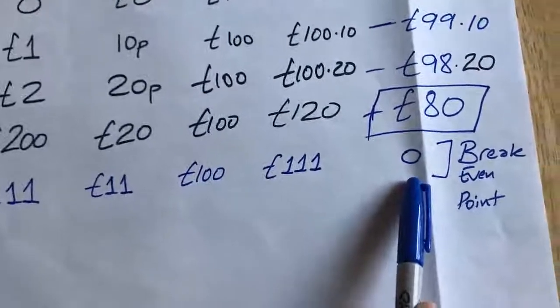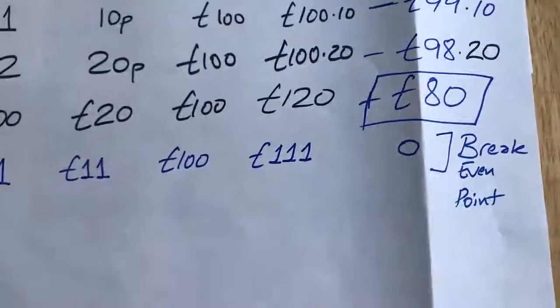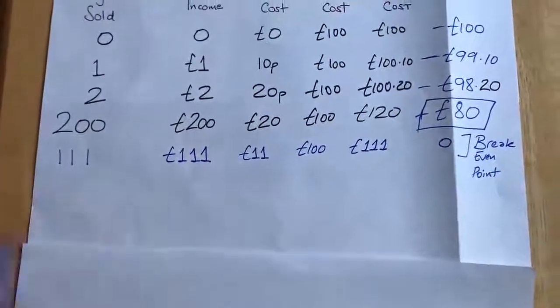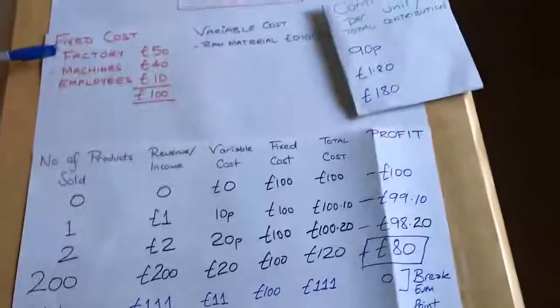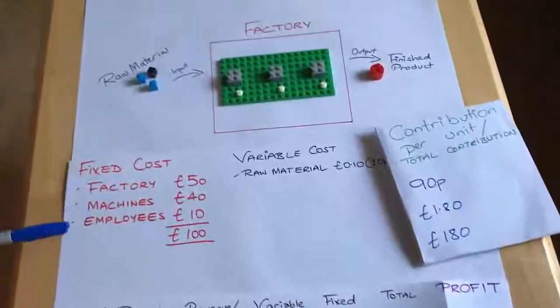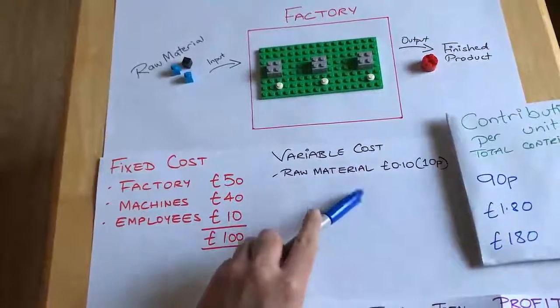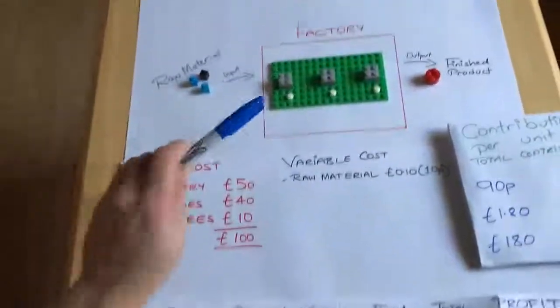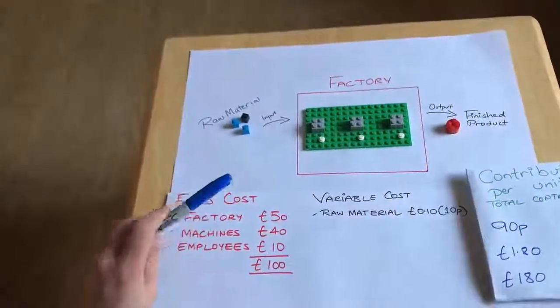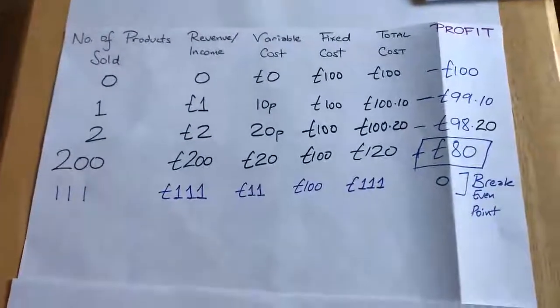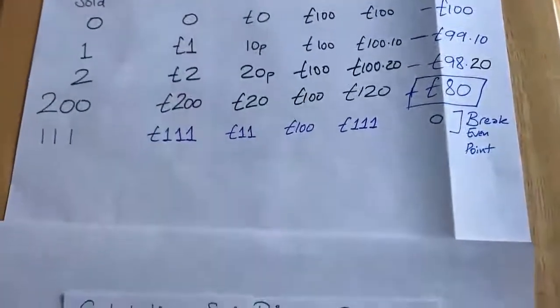Break even. Let me repeat again. Basically, you are producing enough units to cover all your costs, which is all your factory costs, all your machines. You've paid off your employees. Everybody's happy. You've also paid off your supplier for the variable cost. Everybody has been paid. Nobody is pending any payments. So everybody's happy. You also have not made any loss.